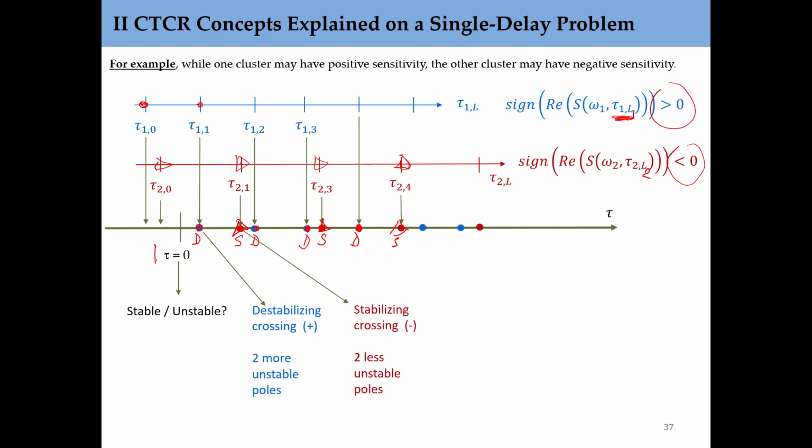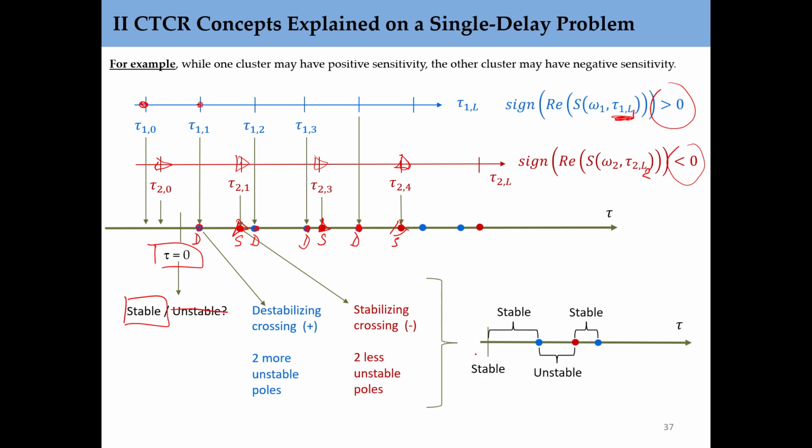And of course, when the delay is 0, you know whether your system is stable or unstable, because that's easy to analyze. Let's say the system is stable for zero delay. Up to the next delay value that will destabilize the system, it will remain stable because we have a retarded system. So stable, stable, stable, stable, stable. Here it's always stable.